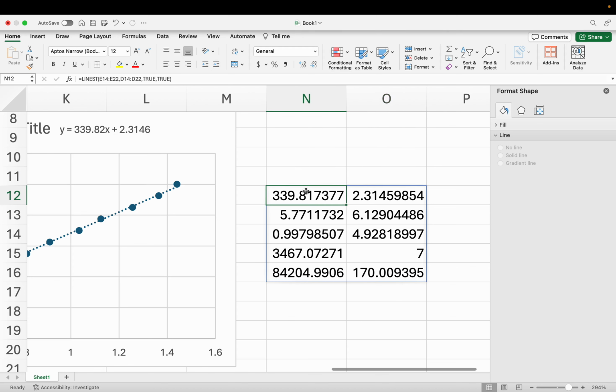In other words, this is another way of just getting the slope of your best fit line, okay? You don't need to add a trend line and read it off of what it produces. You could just use this function. It will tell you in this first box what the slope is. This is going to be the y-intercept.